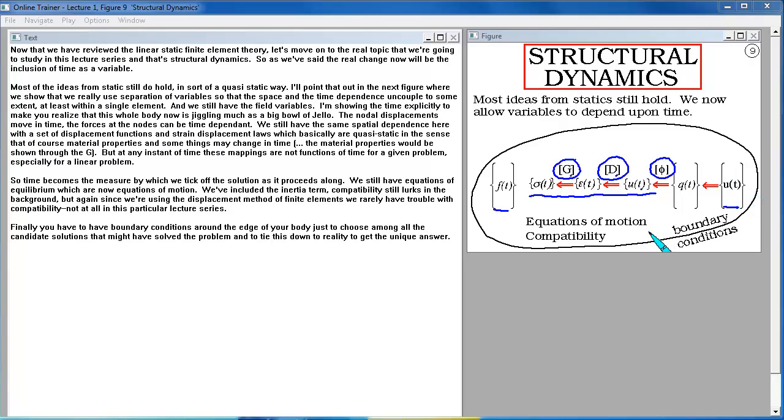We still have equations of equilibrium, which are now equations of motion. We've included the inertia term. Compatibility still lurks in the background, but again, since we're using the displacement method of finite elements, we rarely have trouble with compatibility, not at all in this particular lecture series. Finally, you have to have boundary conditions around the edge of your body just to choose among all the candidate solutions that might have solved the problem and to tie this down to reality to get the unique answer.